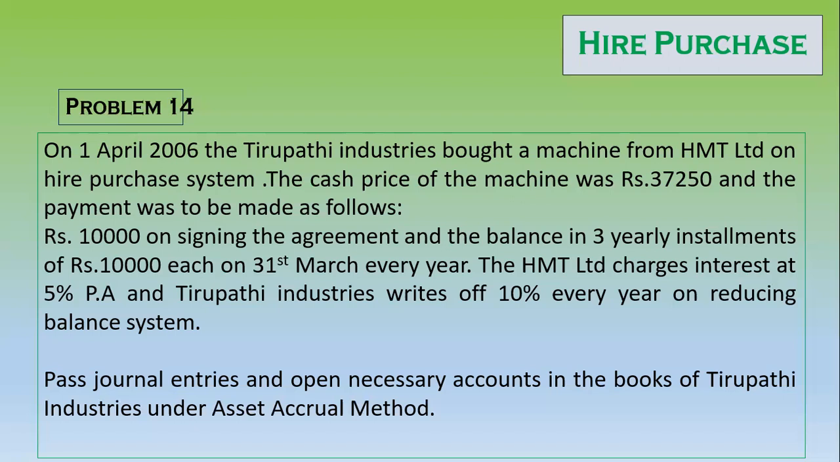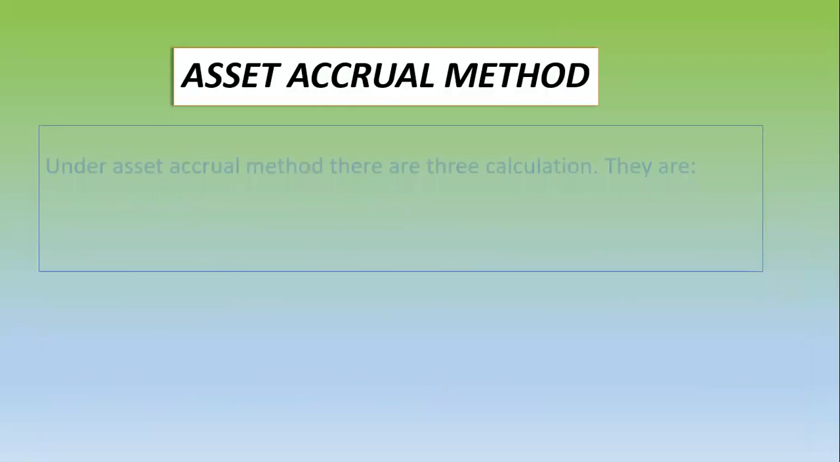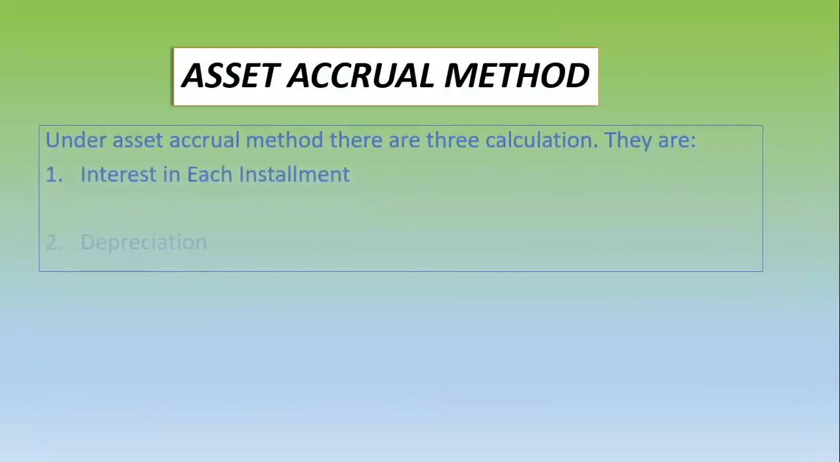Now we need to prepare journal entries and then open necessary accounts in the books of Tirupati Industries under asset accrual method. Right? So before going for the journal entry, we need to prepare 3 stages of the accounts under asset accrual method. That is cash price of each installment and interest for each installment and then depreciation. We have already discussed that under asset accrual method, whenever you are going to prepare a journal entry, you need to prepare all these 3 stages.